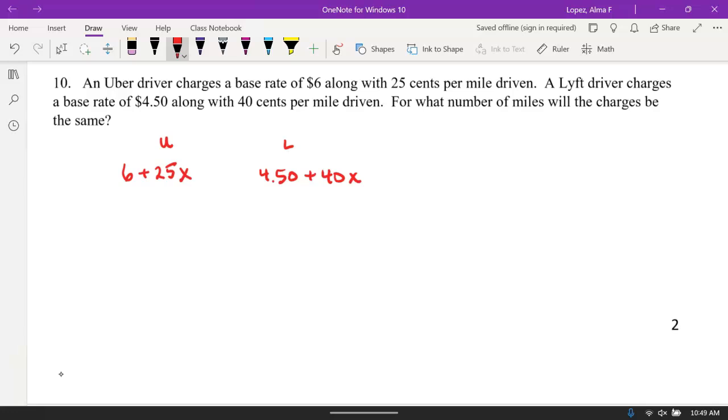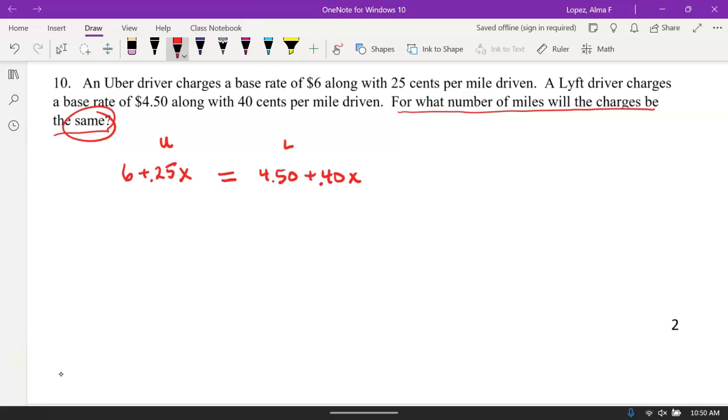Once you have the two expressions written down, they want to know, for what number of miles will the charges be the same? And there's the key word. Being the same means when will they be equal? And now we can solve. Oh, and by the way, I did something wrong here. Because the $6 and $4.50 are in decimal, 25 cents a mile should have been 0.25, and 40 cents a mile should be 0.40. I apologize for that. Please change that.